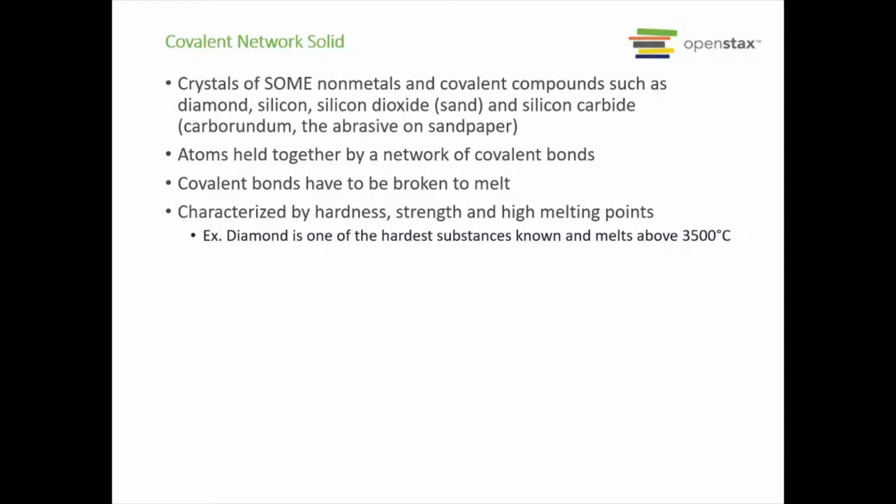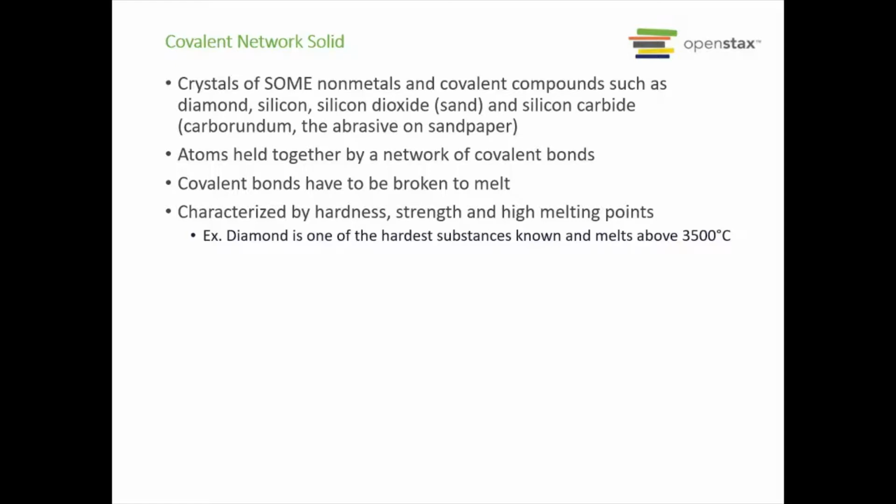Our next type of solid is the covalent network solid. Some nonmetal crystals and covalent compounds can do this, not all of them. We'll talk about the next type of covalent solid in a second. In the covalent network solid, the atoms are held together by a network of covalent bonds. Some examples of compounds that do this are diamond, silicon dioxide, aka sand, and silicon carbide, carborundum, which is used as the abrasive on sandpaper.